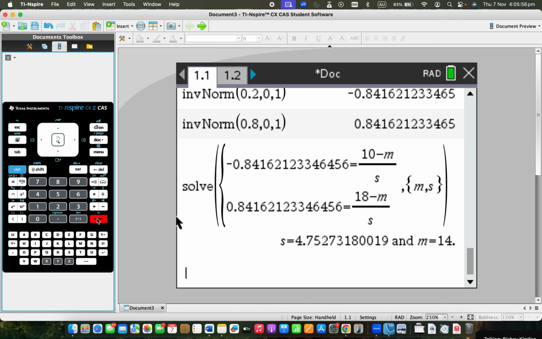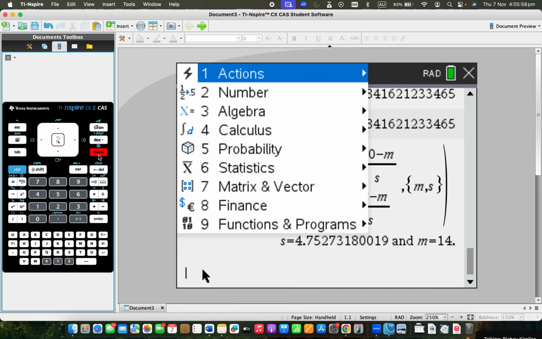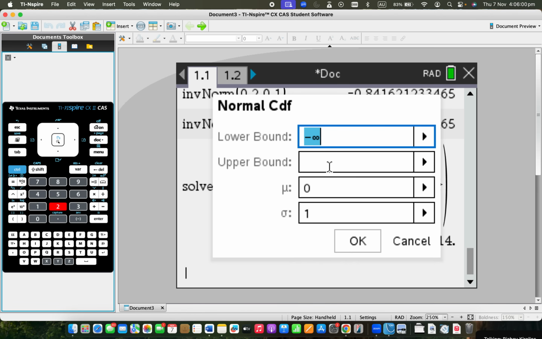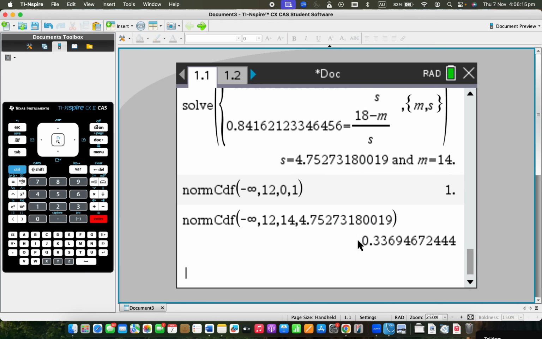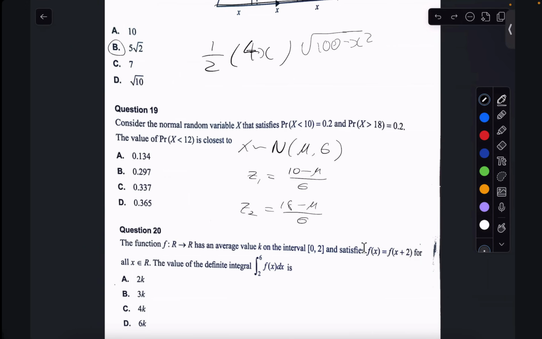We want to know the probability that x is less than 12. So that'll be menu 552, negative infinity to 12. I'll just enter and then I'll just change these values. So 14 for the mean, well, that's actually for here, and then this for the standard deviation. So that's 0.337.